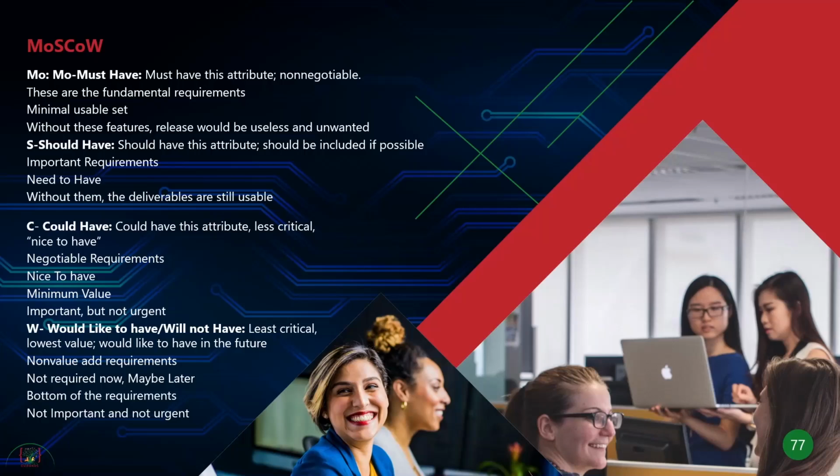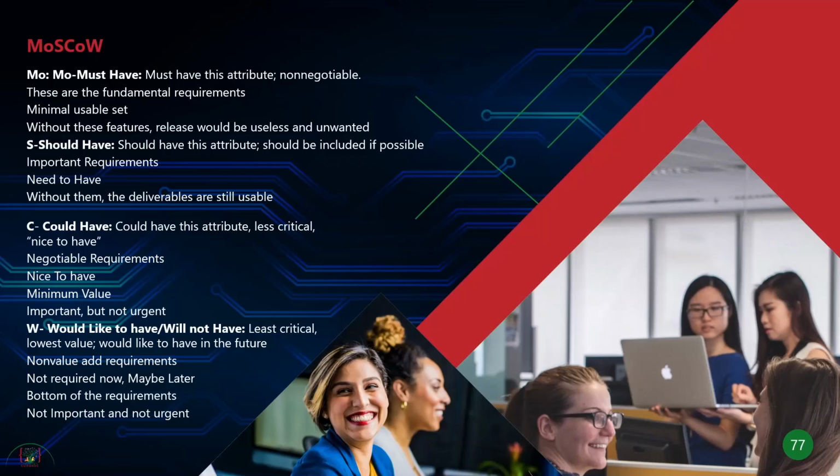S is should have. This is second lower priority. You should have this attribute. It should be included if possible, right? These are important. It's need to have. Without them, the deliverables are still usable, but it's good to have that.